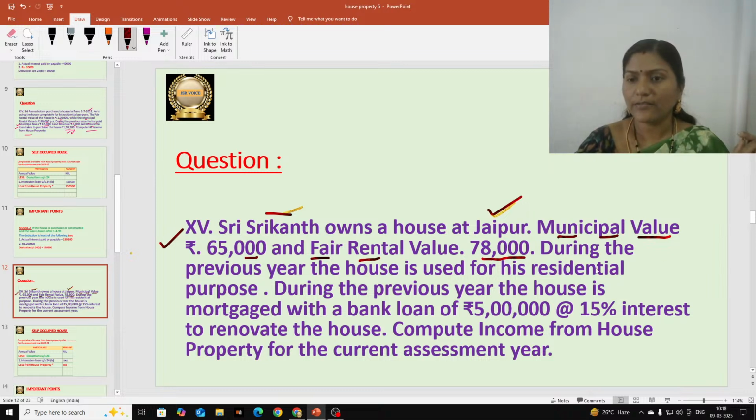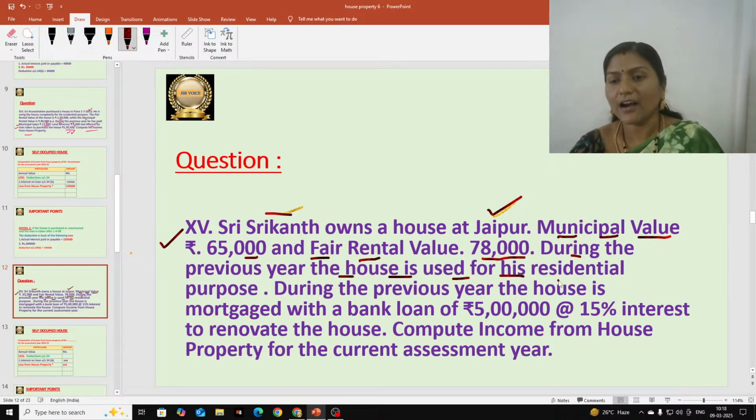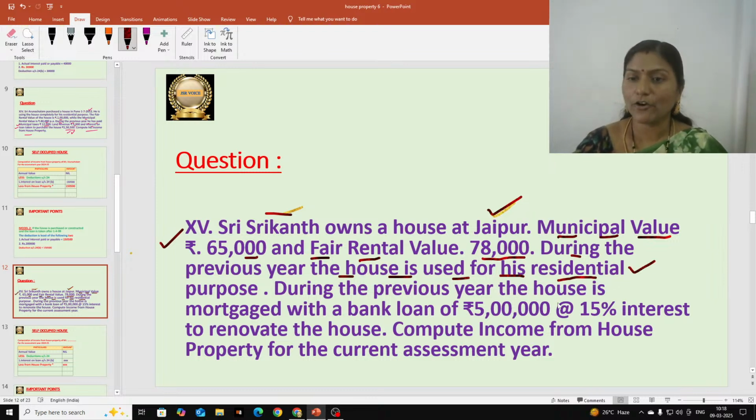And during the previous year, what happened? The house is used for his residential purpose. So he himself is staying in the house. So it is a self-occupied house. By looking into this, we can understand that it is a self-occupied house, because clearly they mentioned that the house is used for his residential purpose. Hope this is clear. This is a self-occupied house, students.